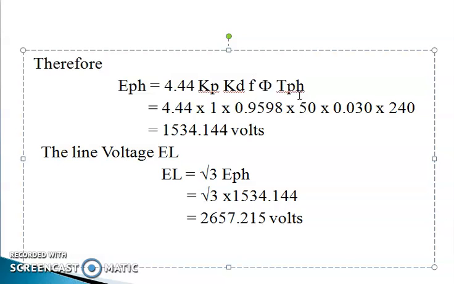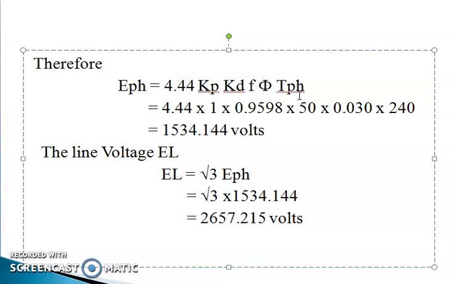So this is how you need to solve the numericals based on the formula. Two important formulas you need to remember. I'll give once again: 4.44 Kp Kd F phi T is the EMF equation of the synchronous generator. You need to remember this. Remember how to calculate Z: the number of slots into the number of conductors per slot. By multiplying that, you will calculate Z. You need to calculate Kp and Kd. Kp is equal to 1 for full pitch winding. Kd usually they will give.